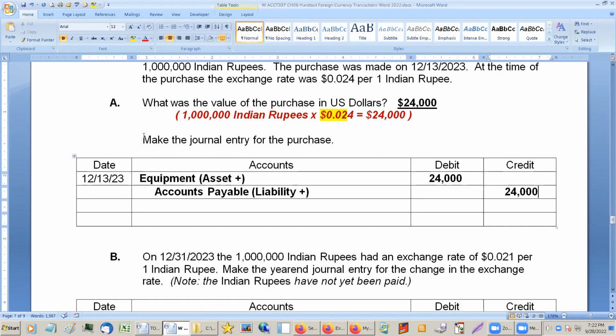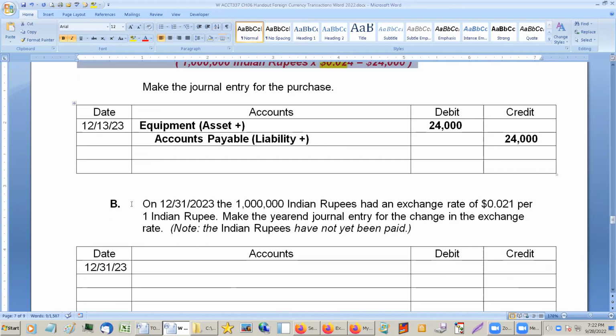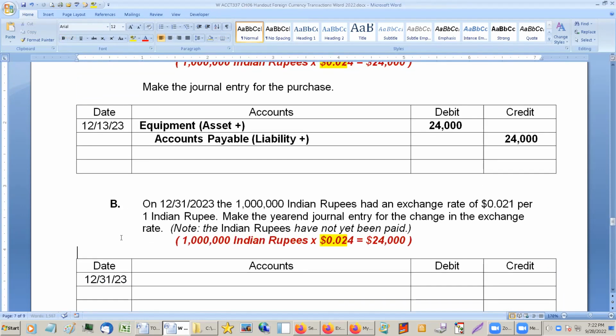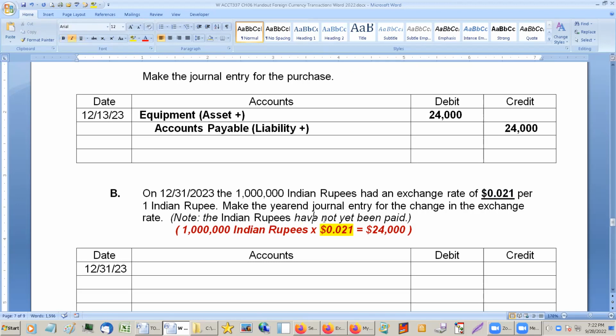Okay, so we owe them 24,000 on the first one here. Down here, the exchange rate is 21. But the Indian rupees have not yet been paid. So what are we going to do with that one? So we can now buy the rupees for 21,000.